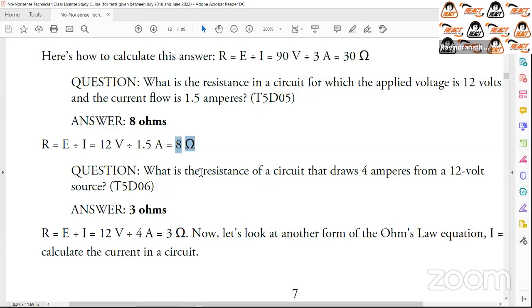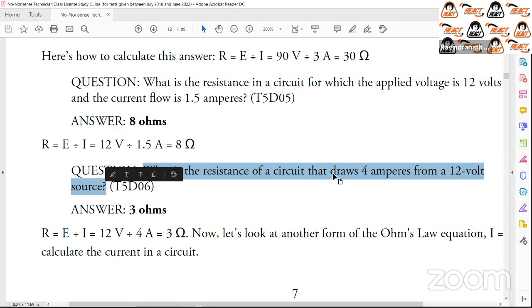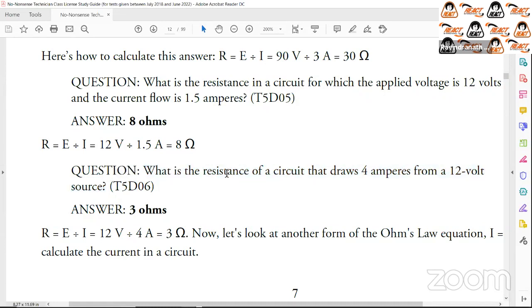We have done two examples exactly like this, so let's move quickly. Question: what is the resistance of a circuit that draws 4 amperes from a 12-volt source? Notice they're mixing up how they ask the question, but if you realize they're talking about the same circuit, a circuit that has resistance, it has a current flow, and it has a voltage. So guess what? That's Ohm's law.